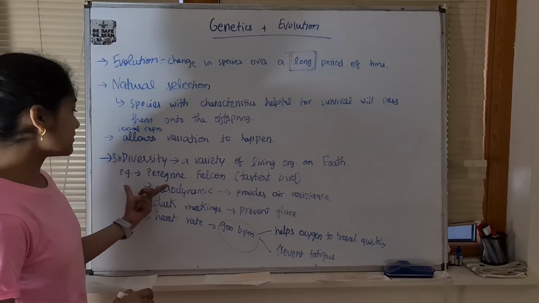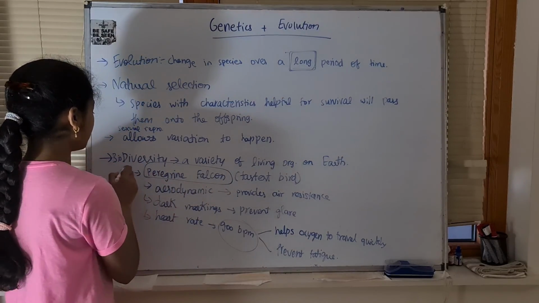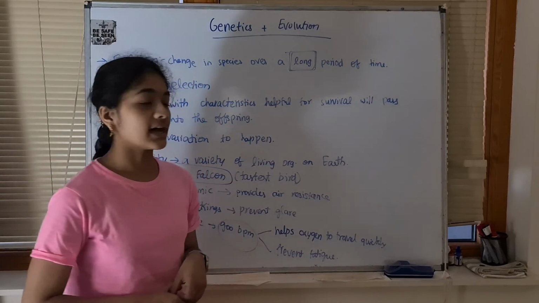So these are some adaptations which help the peregrine falcon to fly in the sky. This is just an example of adaptation. So in this video, we've looked at genetics and evolution.